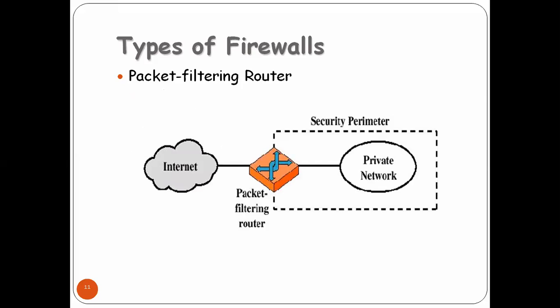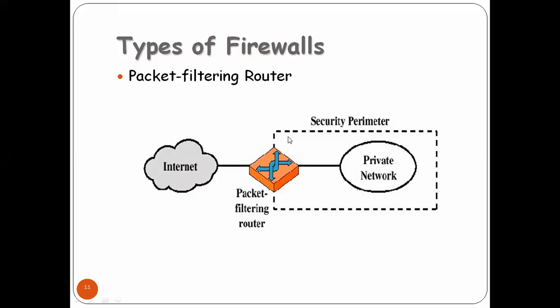So the first one is about packet filtering routers. We have a network, the internet is there, and the private network is there, with a security perimeter. How do we do it? Packet filtering: it penetrates one packet to check whether the packet is accessible or not, whether the packet contains proper data. If any miscellaneous data is there, it is blocked. So through the packet level, we are protecting the data.